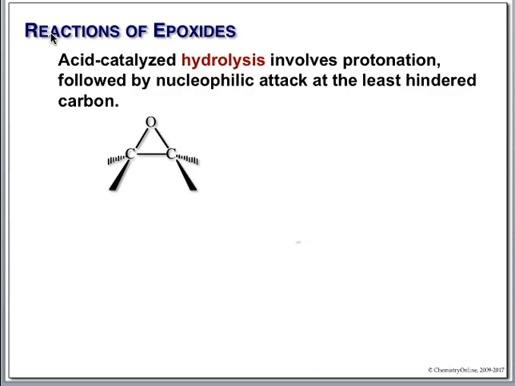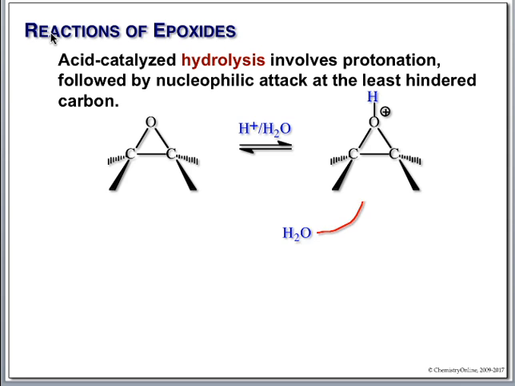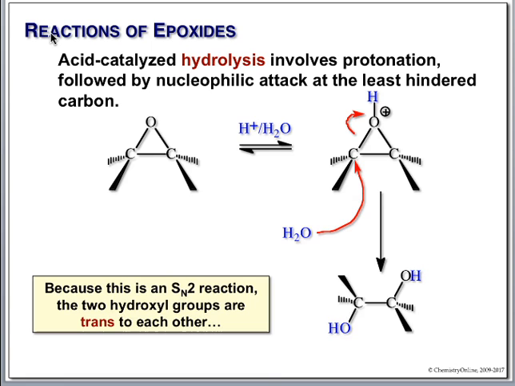If we take our epoxide in the presence of strong acid, we're going to protonate the oxygen. This is an equilibrium, but there's a little bit that's protonated. That makes this a wonderful leaving group now. The nucleophile, in this case water or hydroxide, will attack at the least hindered carbon. And again, you get the trans 1,2 diol.